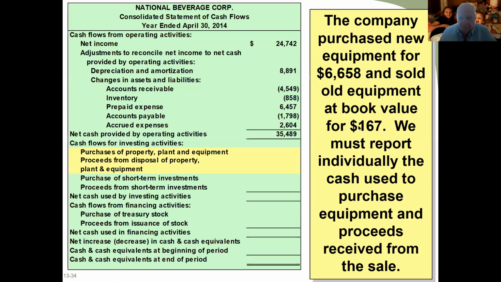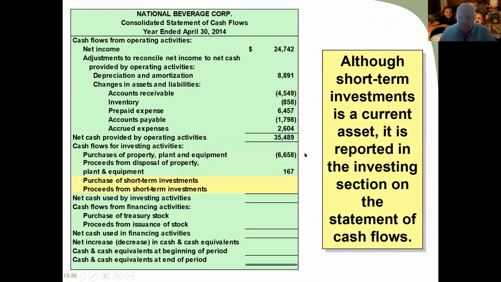How does that get presented here? Not too tough, huh? You have a line called purchases and proceeds from disposals of fixed assets. So that's part of their investing cash flows.